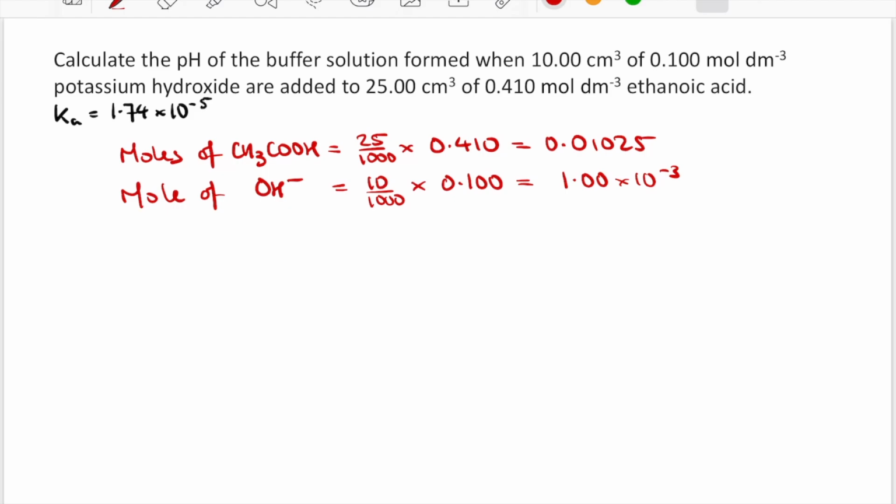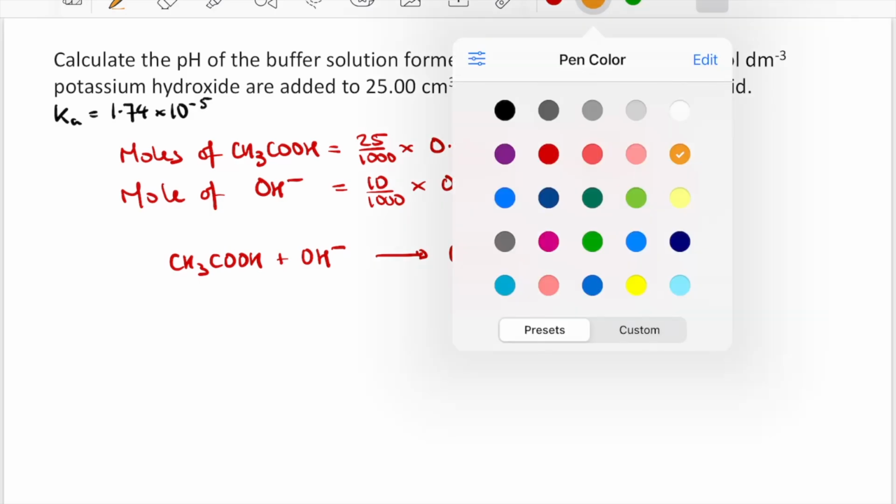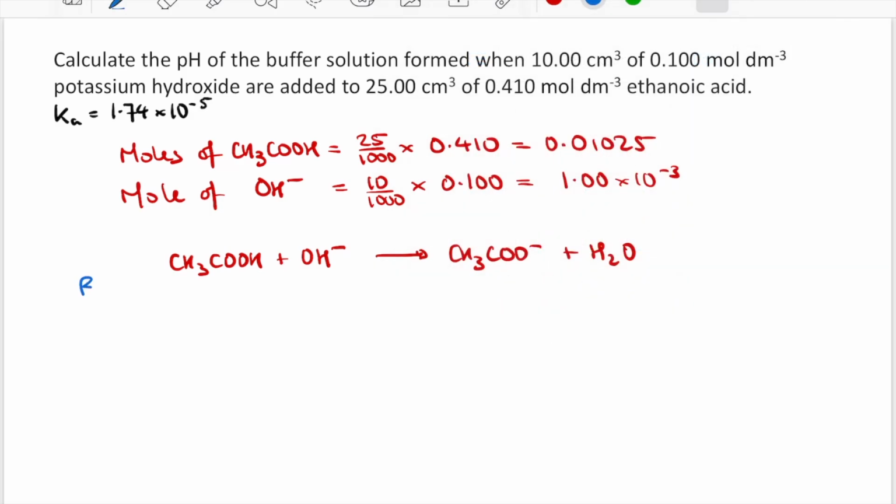Okay. Now, what we've got here is a neutralization reaction. So we are reacting our ethanoic acid plus hydroxide, and when they react, we're going to be making ethanoate ions and water. We know how many moles we had to start with, and that is going to allow us to work out how much each of them changes by, and then that's going to allow us to work out how many moles there are after the reaction's taken place.